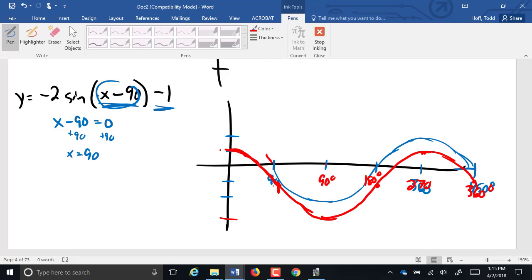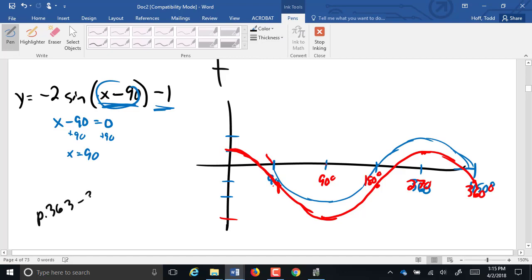We still have to add in the cosine wave as well, which is coming. For right now, in that packet I gave you, page 363 to 364, 1 through 23, the odds, don't do any that are labeled cosine, only do the ones that are labeled sine.